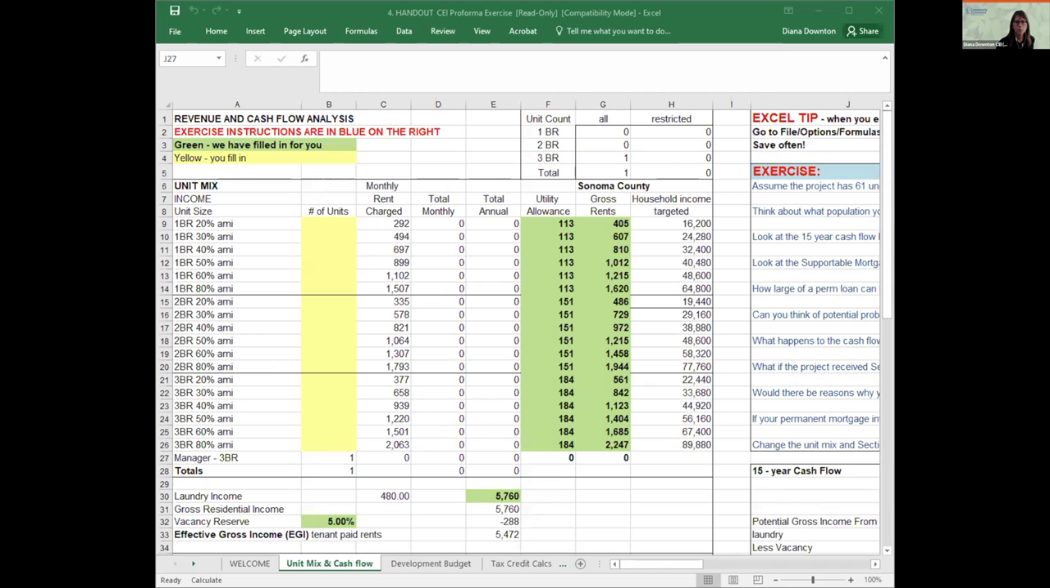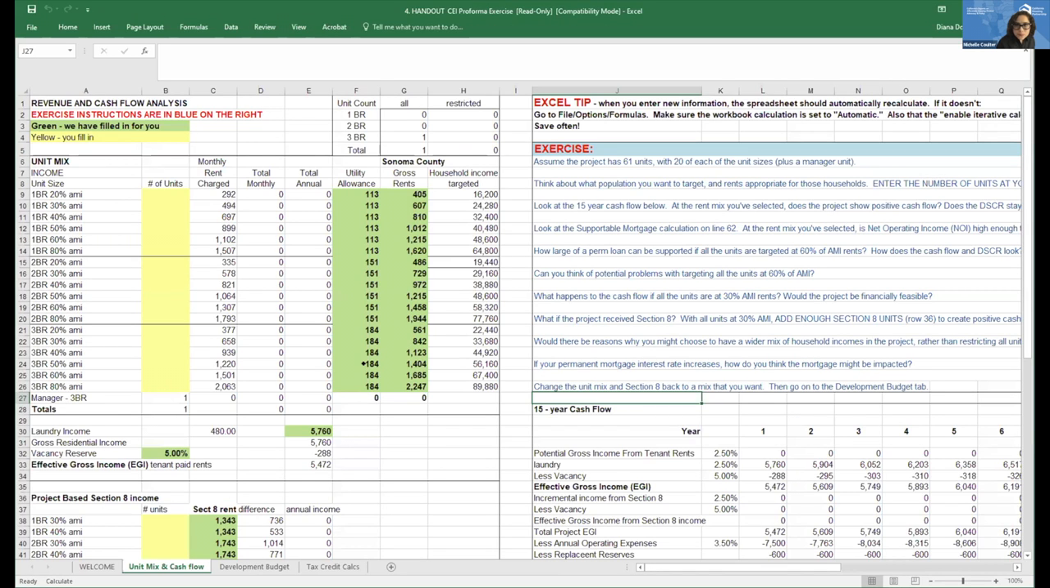Diana, would you like to go ahead and give us instructions on how to proceed? Sure. I'll share my screen just to pull up the workbook. Can you see that okay? Yes.